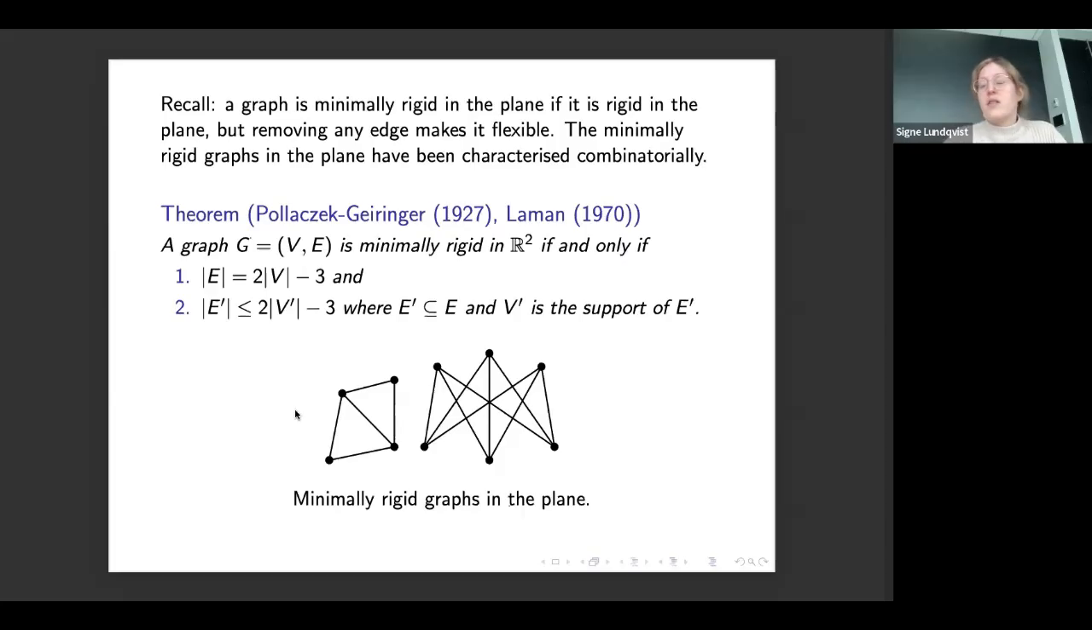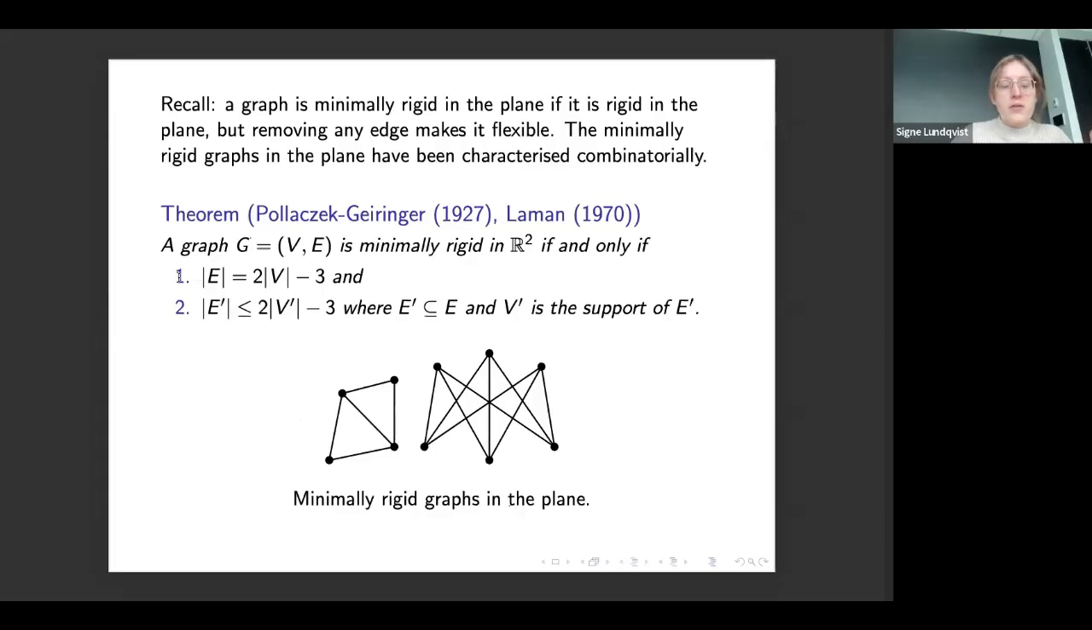So if you think of just V vertices in the plane, then each vertex has a 2-dimensional space of motion. So it can move in two directions, it can move up and down and in combinations of the two. So if you just have a set of V vertices in the plane, then they will have essentially 2V degrees of freedom. But if you add an edge between two vertices and you say that the distance between these two vertices is no longer allowed to change, then you're removing one of these degrees of freedom.